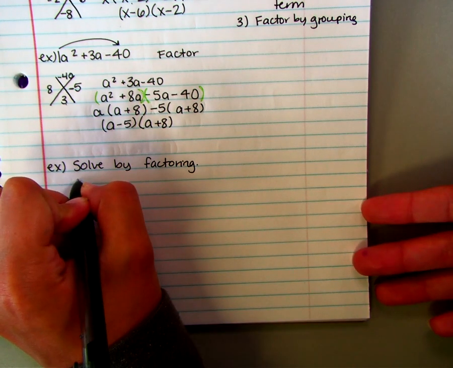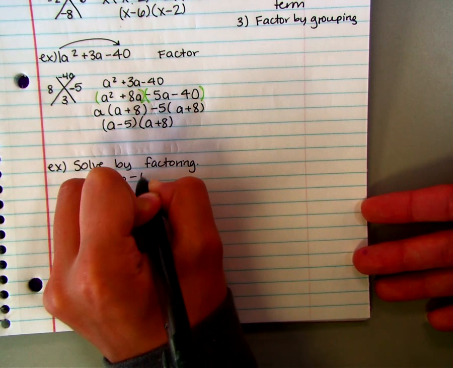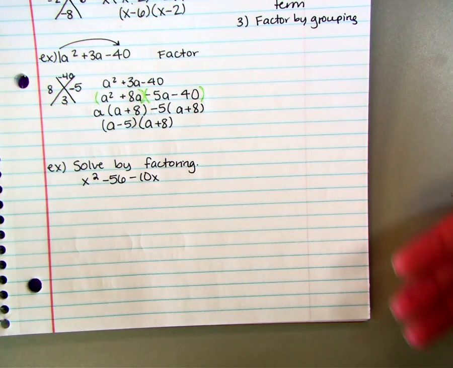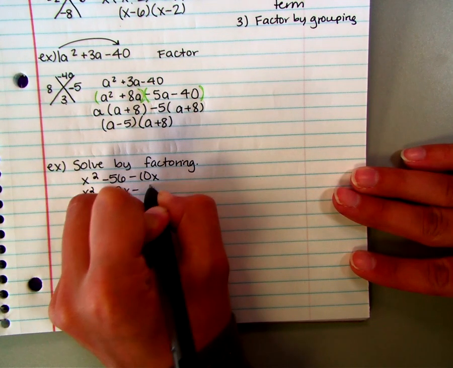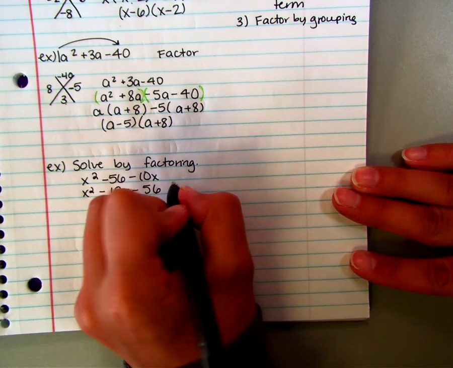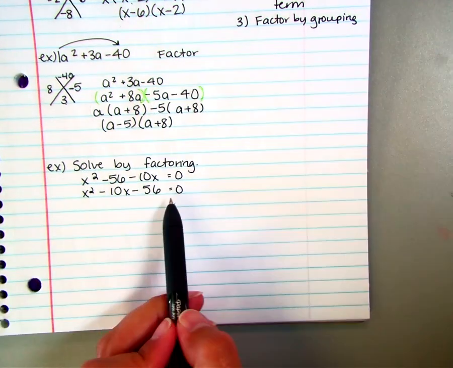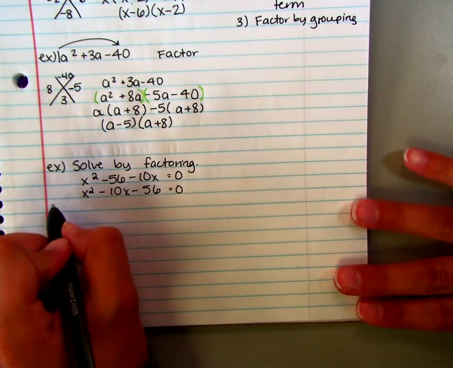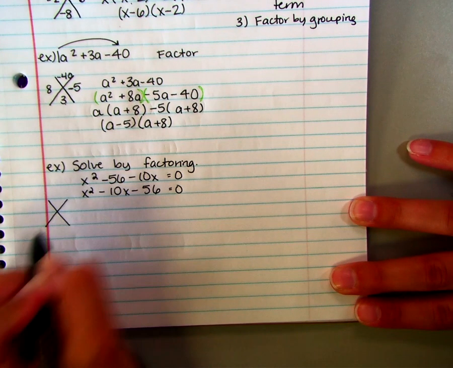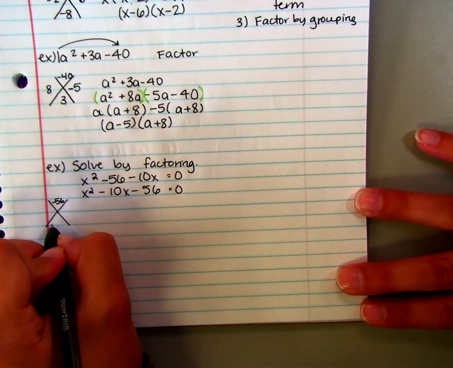So this example, we'll start with x squared minus 56 minus 10x. It's a little bit different. It's not in descending order, so we will rearrange it. And we're going to do it the same way, and so really it should be equals 0. That's the difference between solving and factoring, is that they have an equal 0 understood to be there. And so we'll still draw our x.